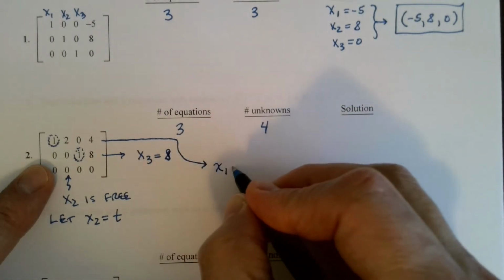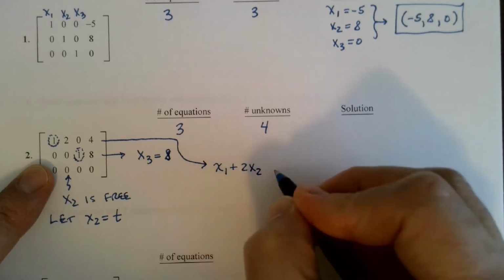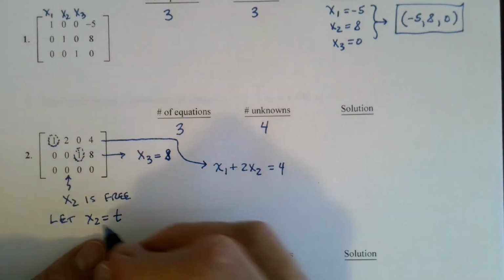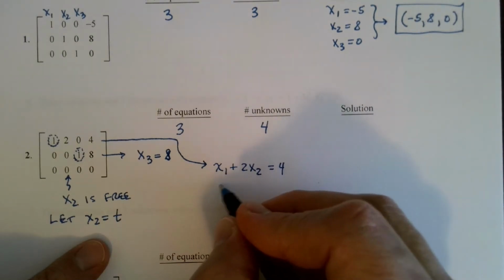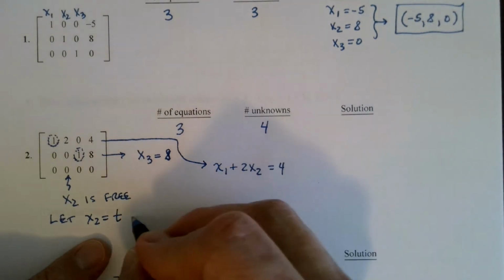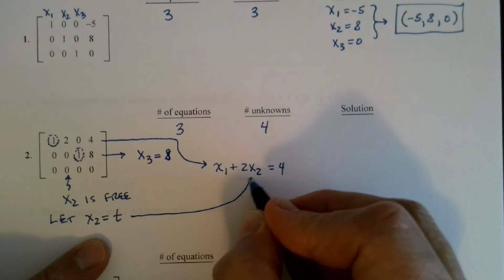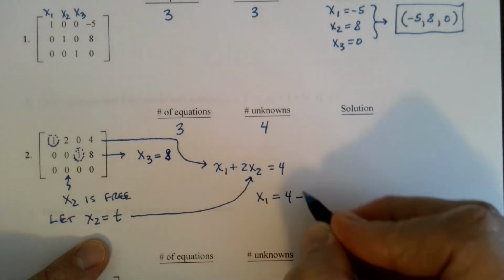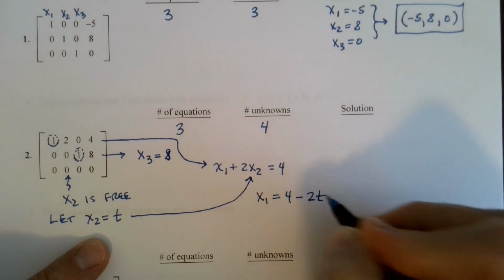1x sub 1 plus 2x sub 2 plus 0x sub 3 equals 4. So I've got this equation. But remember, x sub 2 is t, right? Replace that with t. So I get x of 1 equals 4 minus 2 times x of 2, or 2t.